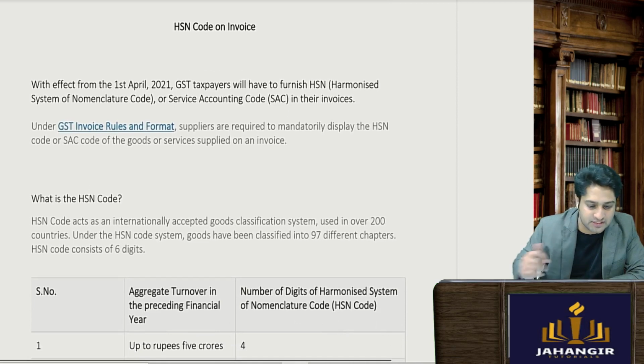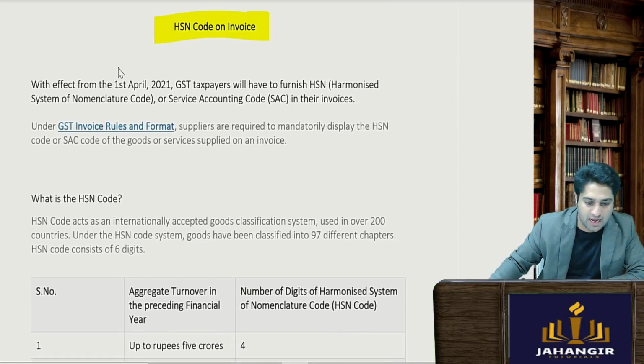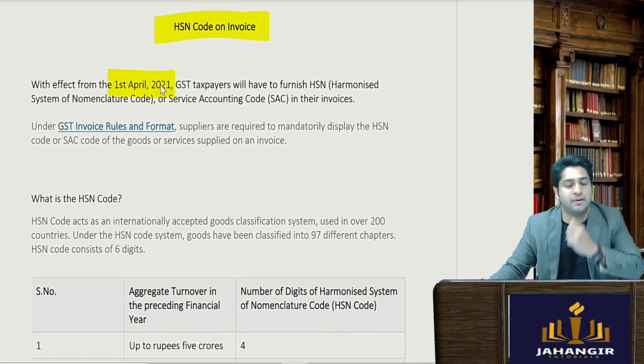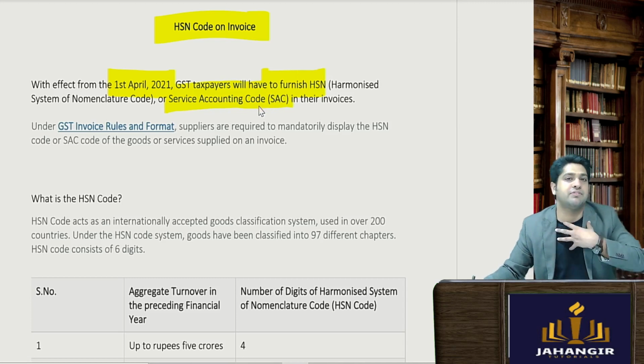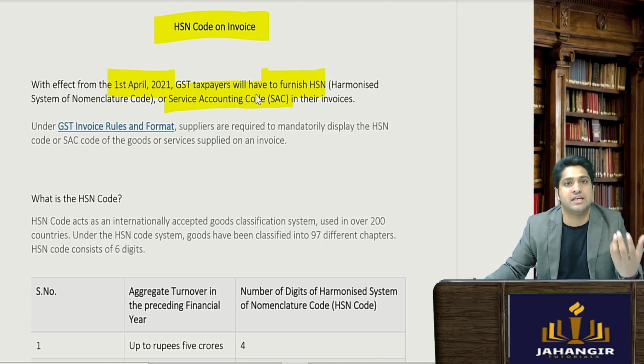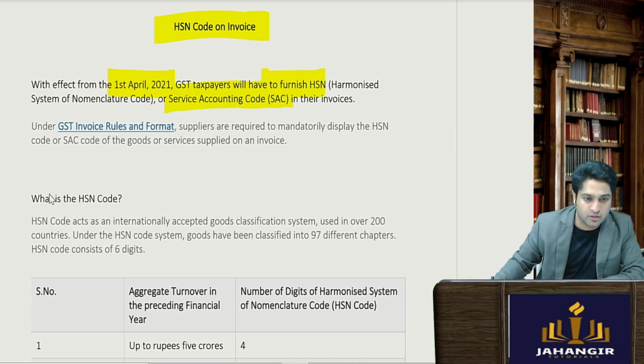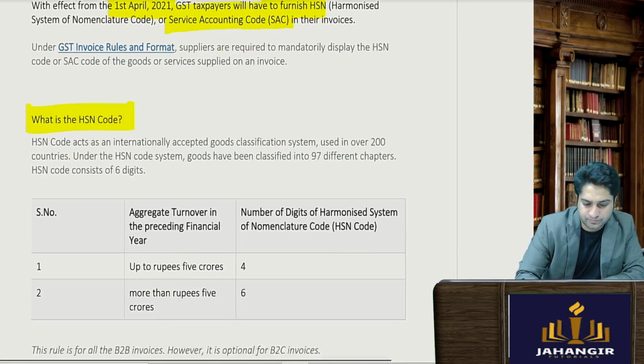Then comes the HSN Code. Now as per 1st April 2021, GST taxpayers will have to furnish the HSN code. HSN code is for goods, and for services you have a SAC, that is a service accounting code. For example, if there is a coaching class, you will see SAC. If it is goods, you will see HSN. Now what is HSN?